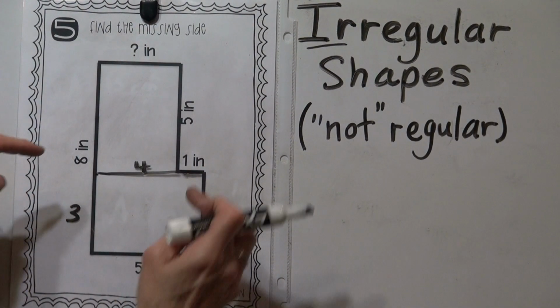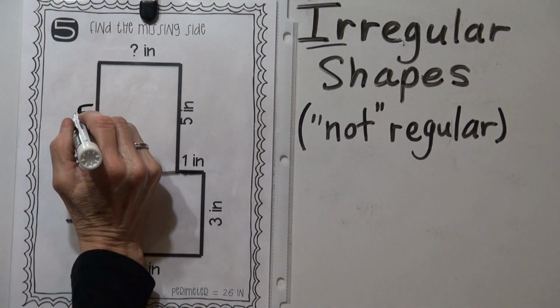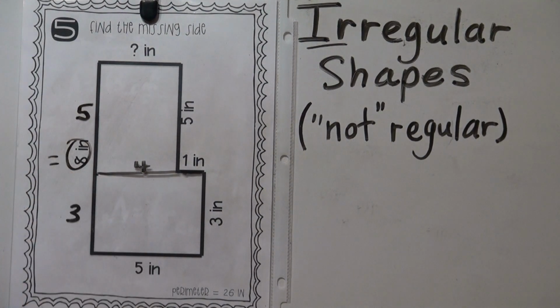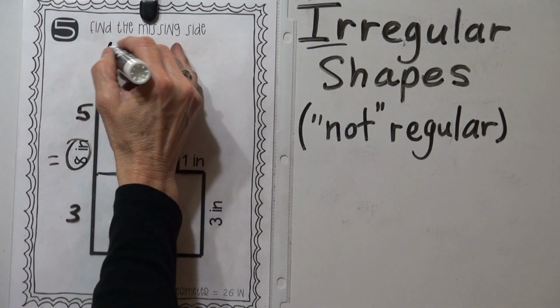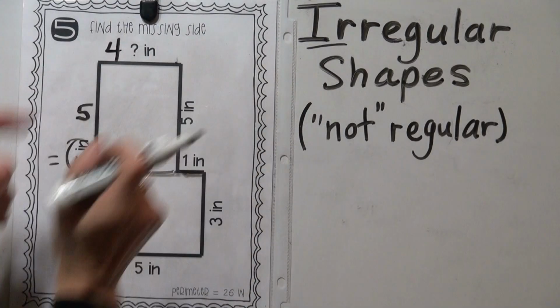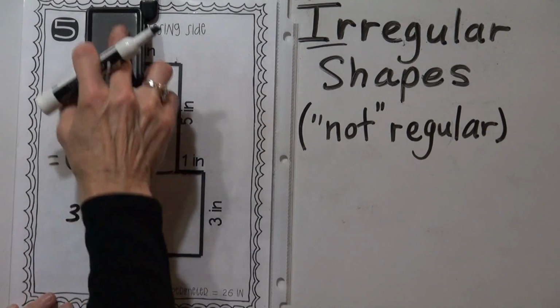Now we look over here. This one is 5, so this piece over here is 5. 5 plus 3 is 8, so we know that's right. And 4 is the same up here as 4. So we just found our missing side, 4 inches, because now we have this piece matching this piece. Okay, so that's one way, 4 inches for that one.